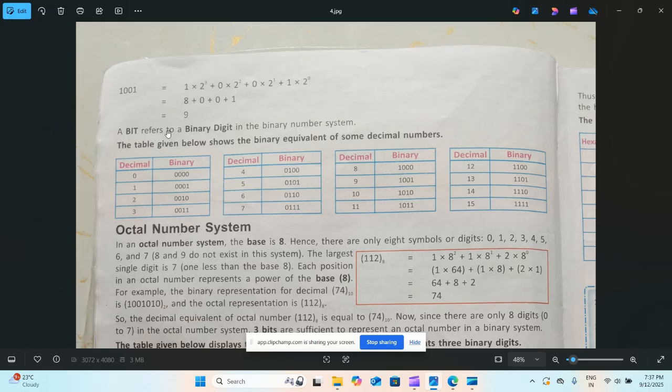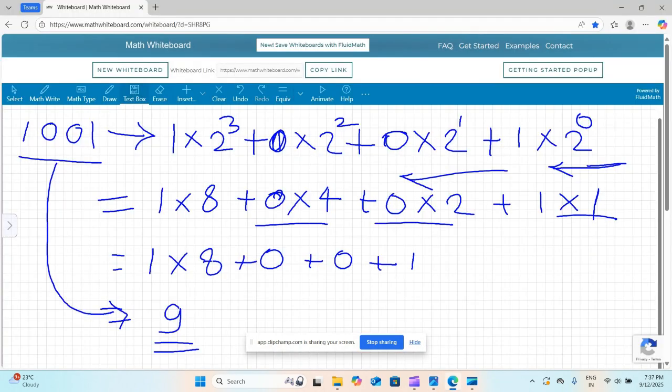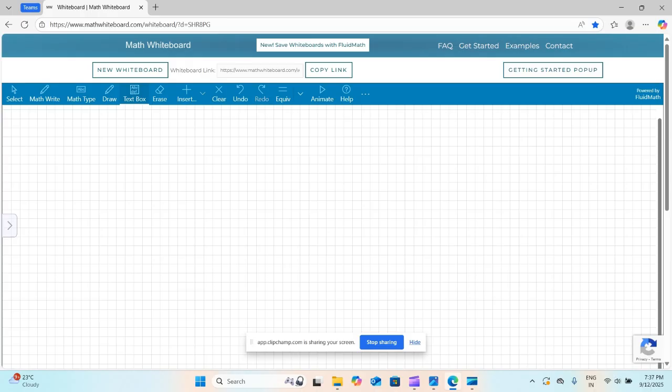So a bit refers to a binary digit in the binary number system. The table given below shows the binary equivalent of some decimal numbers. So any decimal number you can convert. You can take the example of zero, exactly how zero is represented in binary. How one is represented in binary. Two is represented. Three. I'll just show you 3, 4.